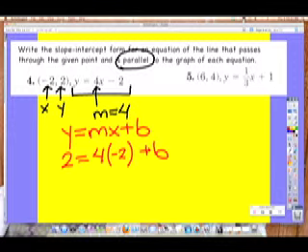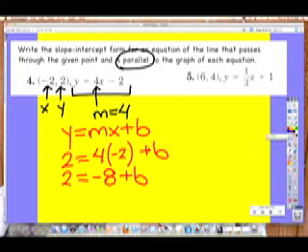So we'll have our 2 equals 4 times negative 2, negative 8, added to b. Now yes, you're adults in here, so you can do it in your head. Negative 8 plus what would be 2? Or you can do the inverse operations, that's what I teach my students to do. So right here, this is a negative 8, so we practice adding 8 to both sides. Inverse operation to isolate the variable. So final answer for b, 10.